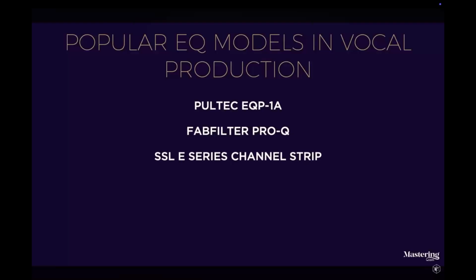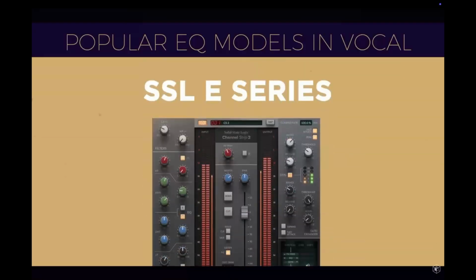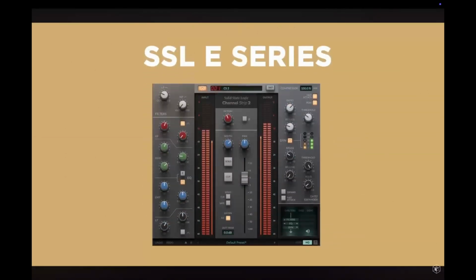SSL E-Series Channel Strip. This plugin emulates the EQ section of the classic SSL 4000 E-Series console, known for its punchy and aggressive sound. The SSL EQ is favored in vocal production for its ability to add clarity, presence, and energy to vocals. It features a 4-band EQ with adjustable frequency ranges and switchable bell/shelf curves.